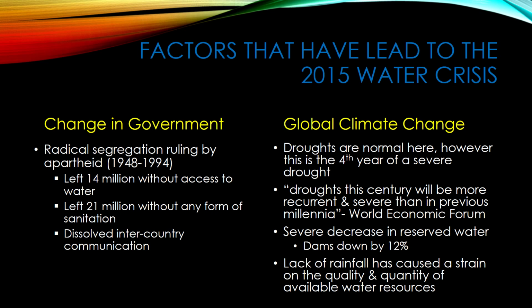Another bad thing that apartheid did was, during the rule, they cut off any inter-country communications. There was no speaking to Zimbabwe, Mozambique, anything like that, which, like in our states, we have to have interstate commerce going on. We have to have interstate communication going on. And this really, really hurt South Africa.